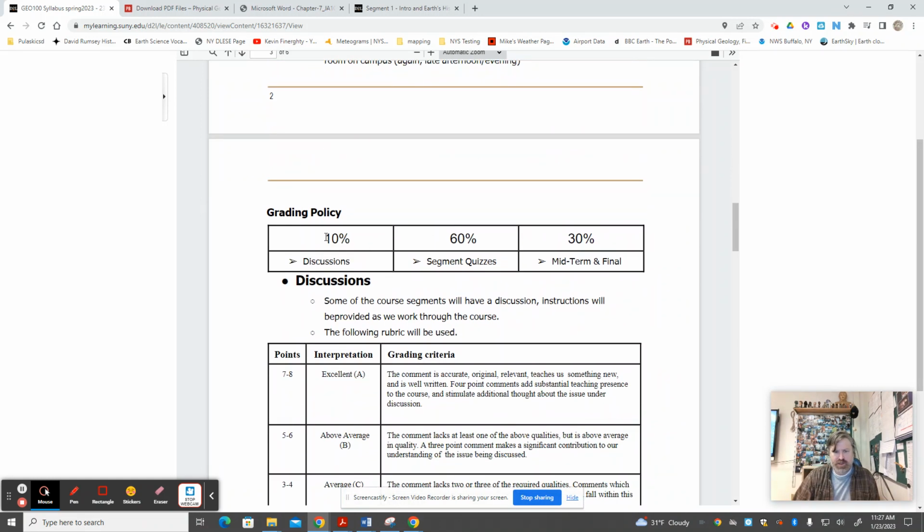I guess we should do the grading policy. So 10% is on discussions. I ended up with only maybe 3 or 4 of them throughout the past term, so there will be an intro one in the first module and a couple other ones as we go. 60% is on the segment quizzes. We have 7 of them and 1 gets dropped, so you can think of each one of the top 6 that you do as representing about 10% of your grade. And then the midterm and the final will be the other 30%.